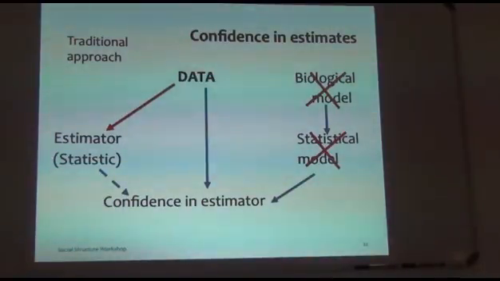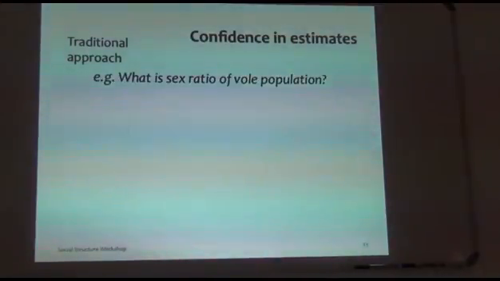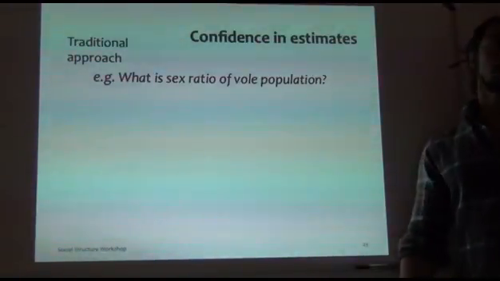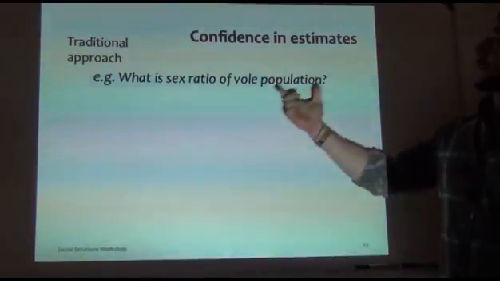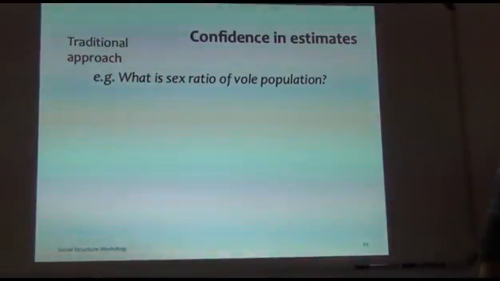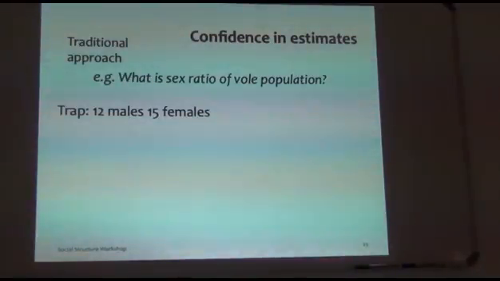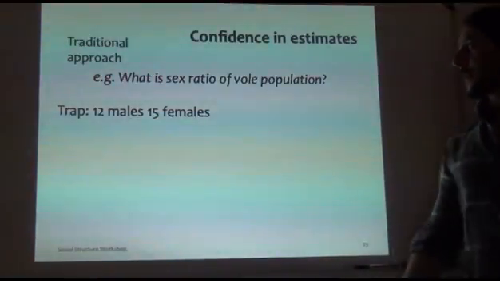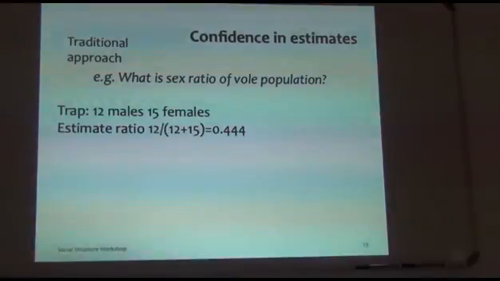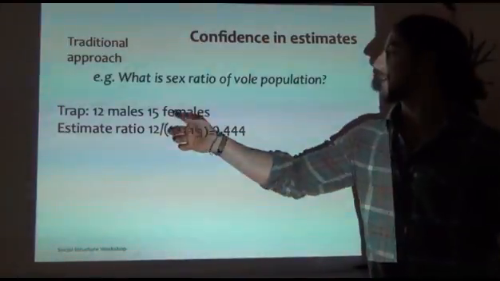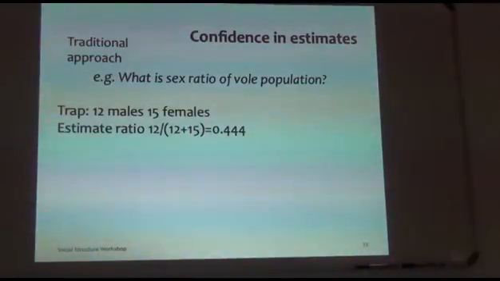So what do we do if we don't have a good model? Let me give you an example in a traditional case, not related to social analysis. We are just looking at the sex ratio of a population of voles. So we go to the field, trap them and collect. We'll have 12 males and 50 females. So the ratio would be 12 males divided by the total individuals. So we have 44% of this population males.